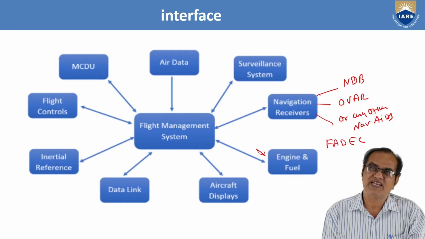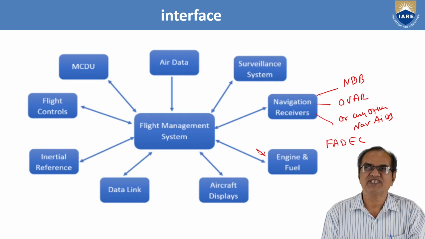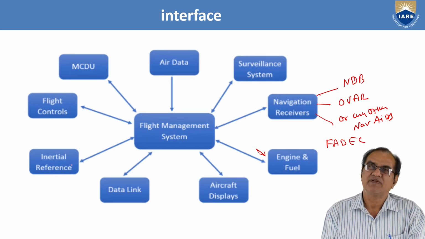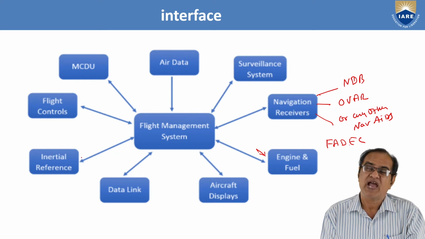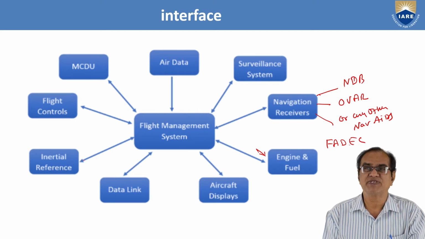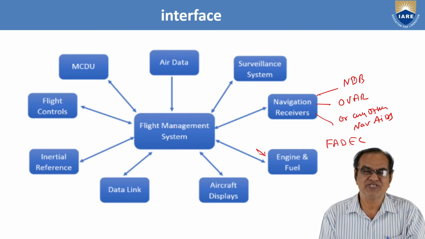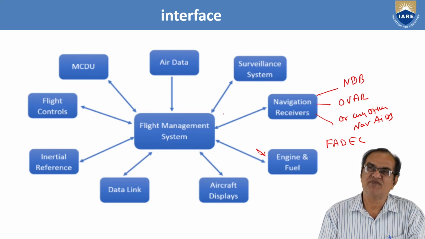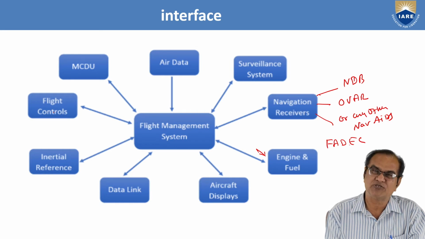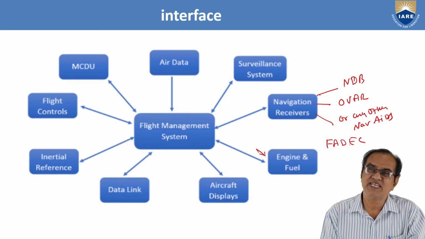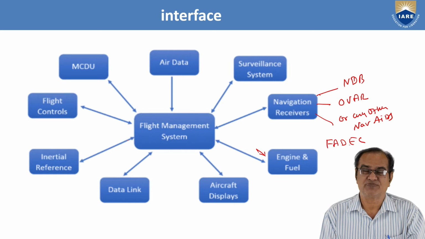Next, we have the inertial reference system. In this inertial reference system, the inertial navigation like acceleration, velocity, distance traveled, all these things will be measured by the help of the gyroscope and accelerometer, and this is transmitted to the flight management system, and this flight management system will activate the necessary engine control system or the flight control system so that the necessary location can be achieved.